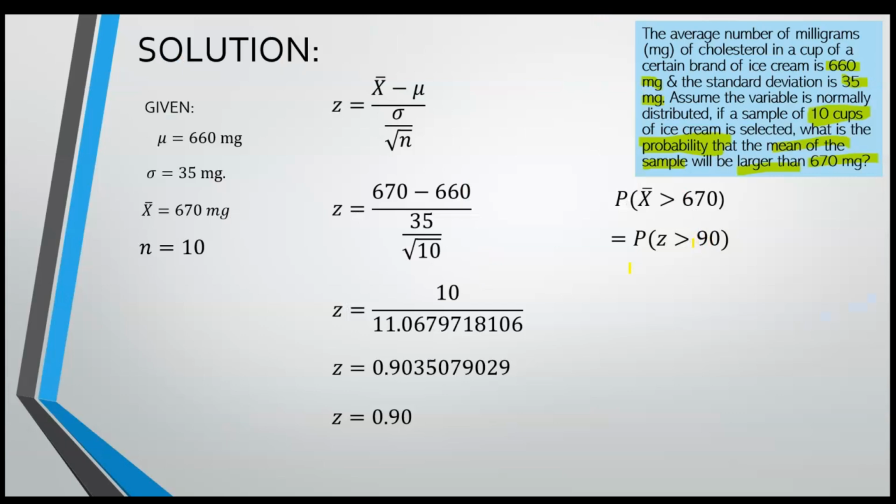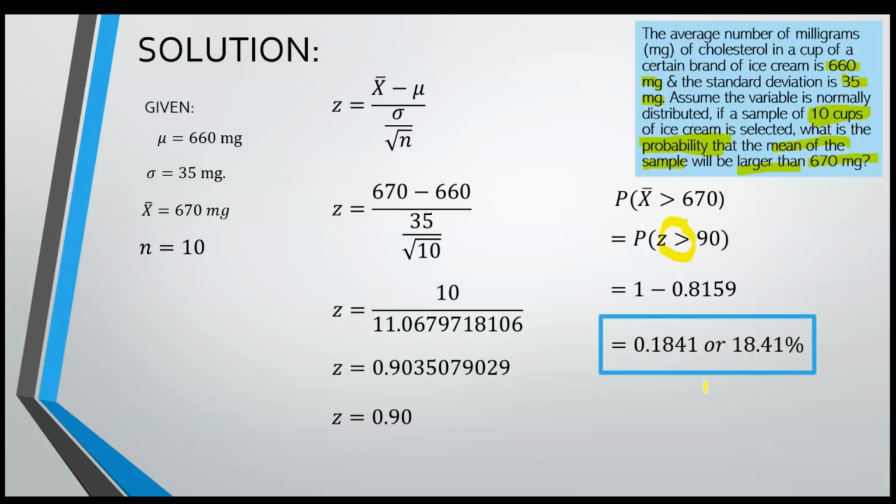Remember that we want to find the area at the right of our z-score. So we need to use the rule that if we want to find the area at the right, we need to subtract it from 1. So 1 minus 0.8159 is 0.1841 or 18.41%. Hence, we can say that the probability that the mean of the sample will be larger than 670 milligrams is 18.41%.